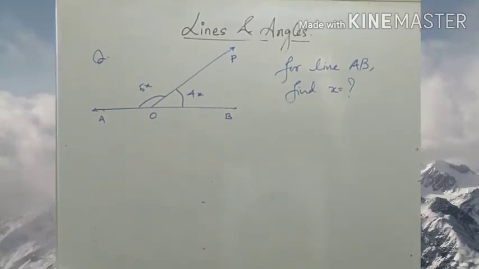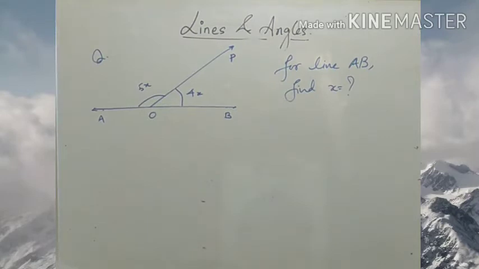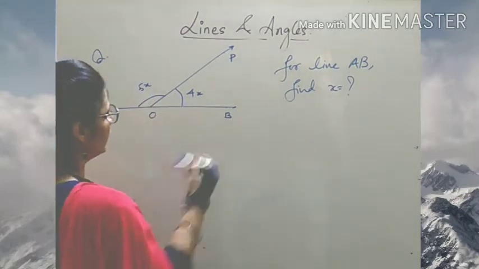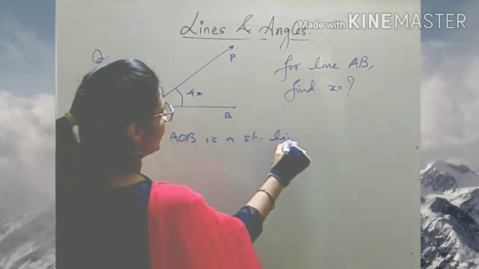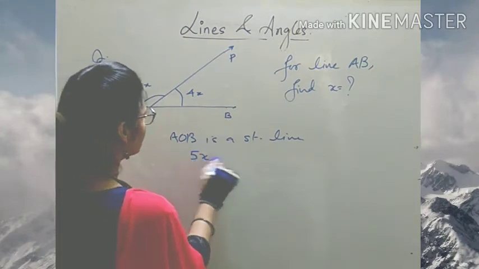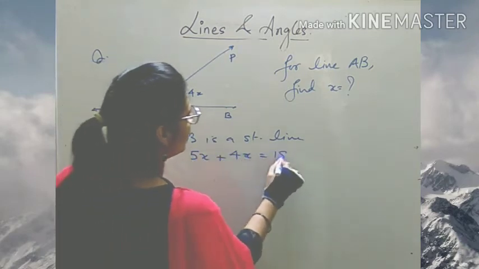In this, AB is a line. We have to find x. AB line है, हमको find x करना है. Now when it is a line, so what we will get? What we will write? 5x plus 4x equal to 180 degree, because AOB is a straight line.